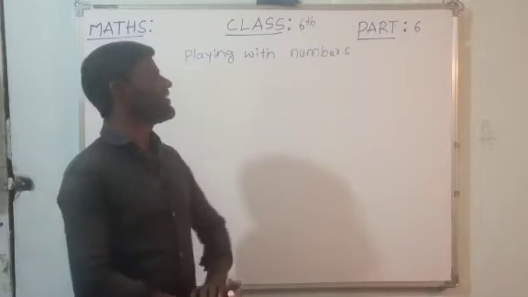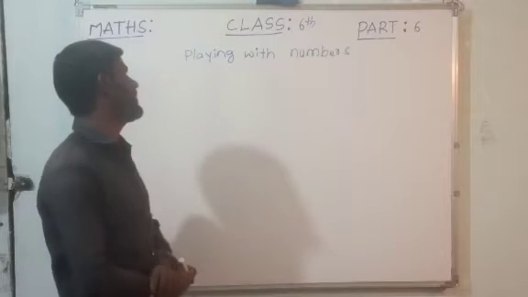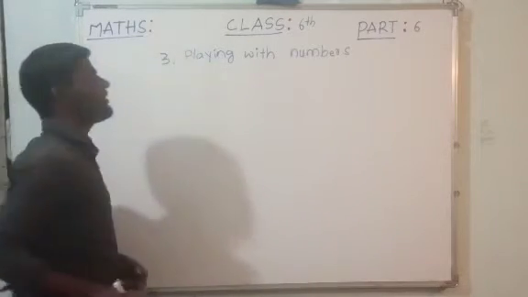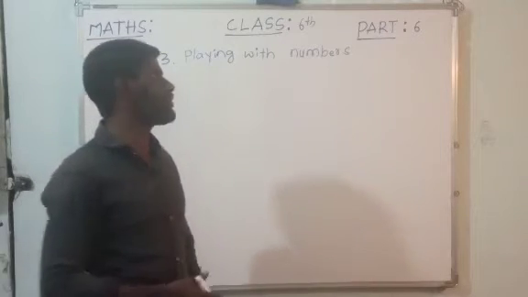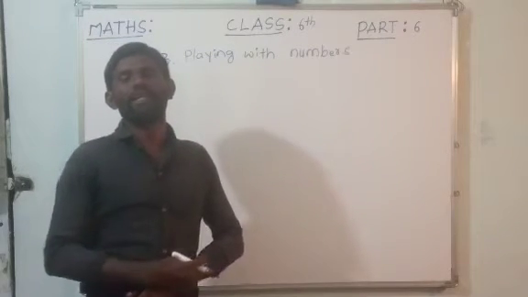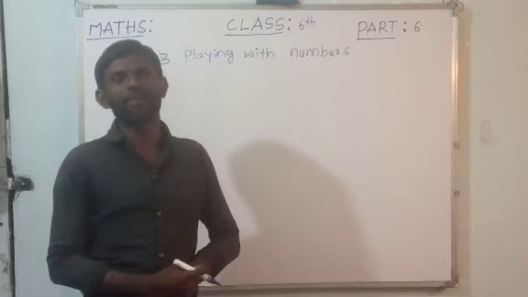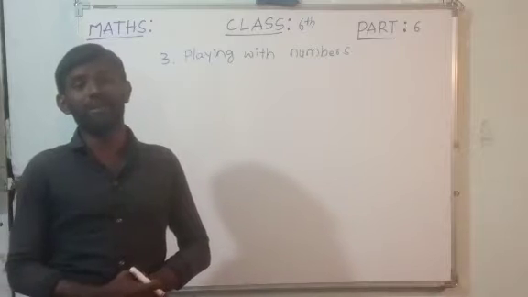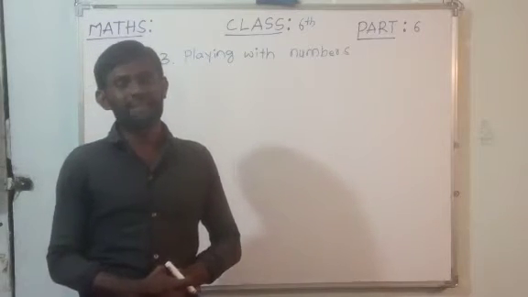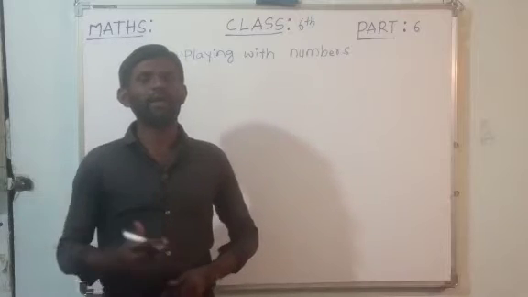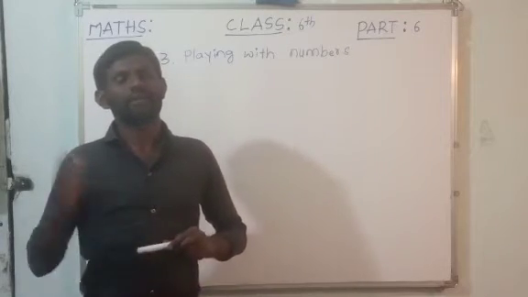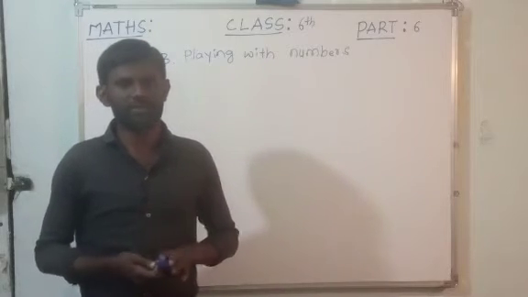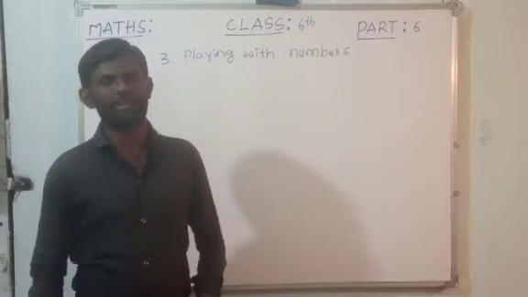Dear students, this is part 6 video for the 6th standard, third chapter, playing with numbers. You know that we have already discussed the divisibility tests or divisibility rules. In the previous class, we discussed divisibility by 2 and divisibility by 3, meaning when we can use 2 to divide the given numbers, and when we can use 3. These two rules we studied in our previous class, dear children.